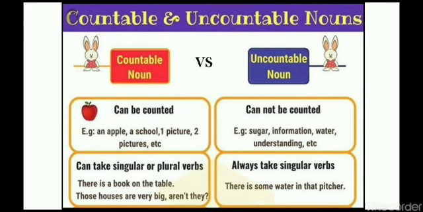Now, countable nouns can take singular or plural verbs, like there is a book on the table. Those houses are very big, aren't they? Whereas an uncountable noun always takes a singular verb, like there is some water in that picture.